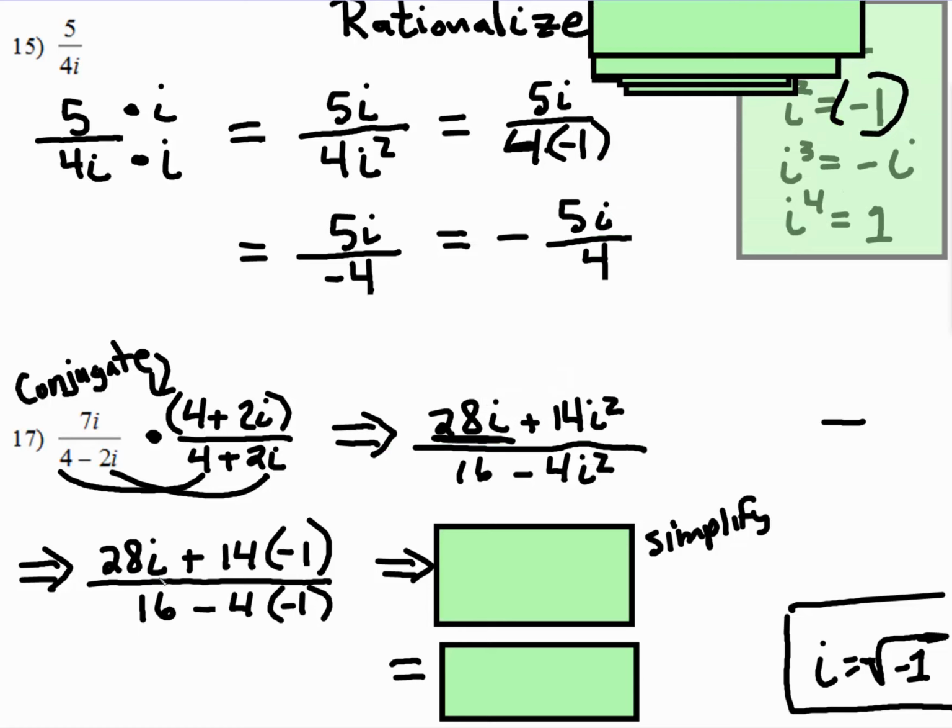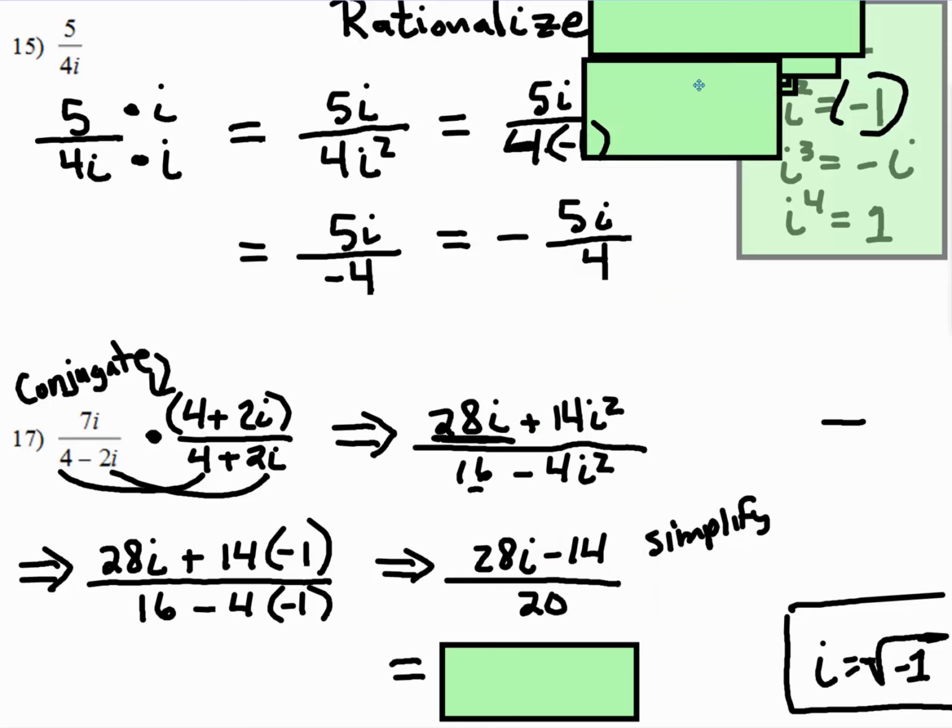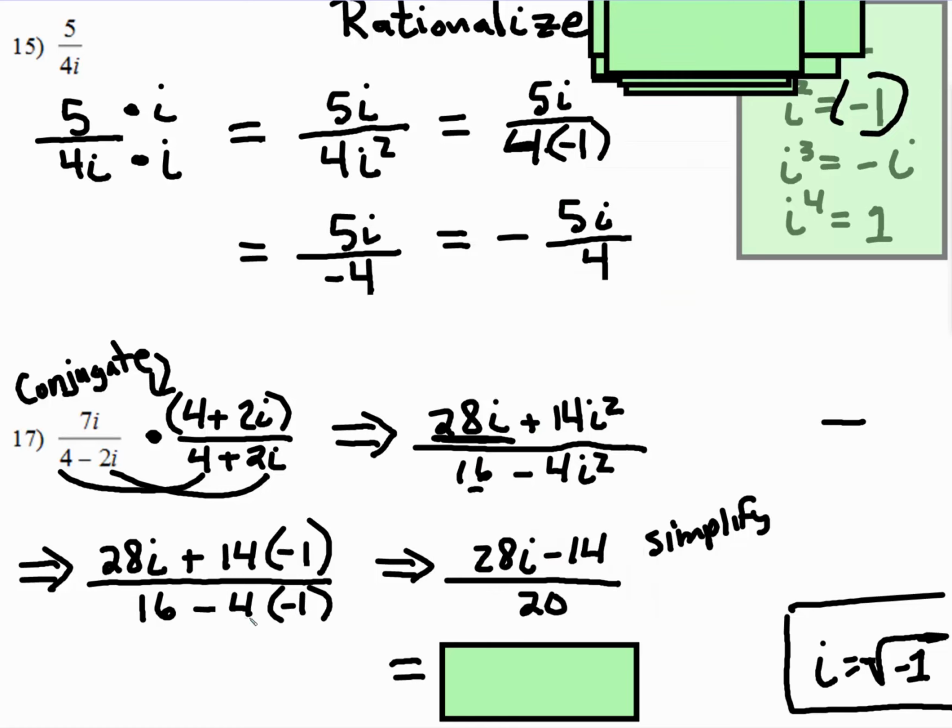So that becomes 28i plus 14 times -1. And then 16 subtract i squared is -1, so 4 times -1. Negative times negative is a positive. So 16 plus 4 is 20. 28i subtract, 14 times -1 is negative, subtract 14. Well, what do all three have in common? Well, they're all evens. So a 2 can be factored out.